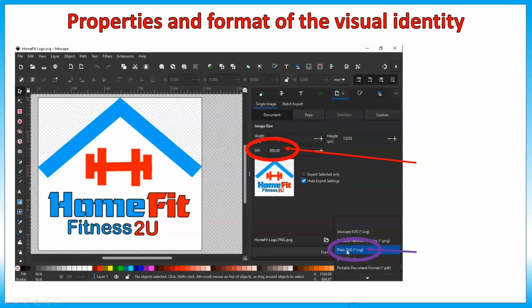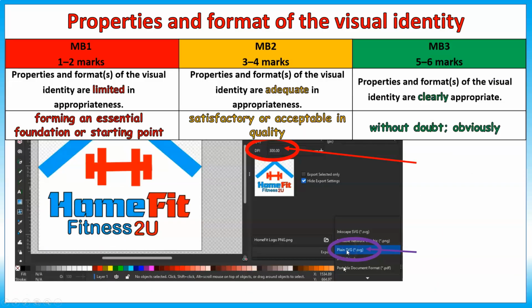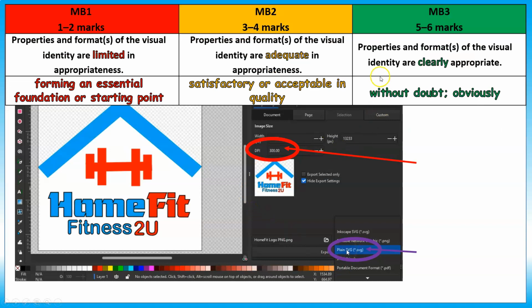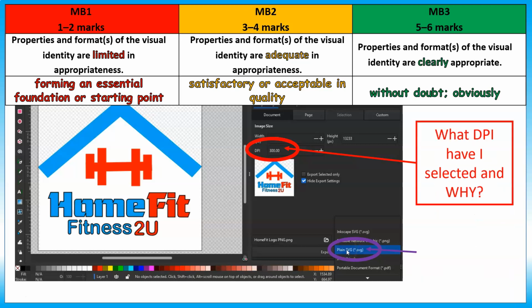So, properties and formats. Two things we generally look at is the DPI and the file format. Again, it says properties and formats are to be clear to be in the top mark band, and that's without doubt. Now, when I'm looking at students' work, if I don't want any doubt whatsoever, I want it explicit. And if there's a little box and it says what DPI have I selected and why, that is better. Why have I selected 300 dpi?